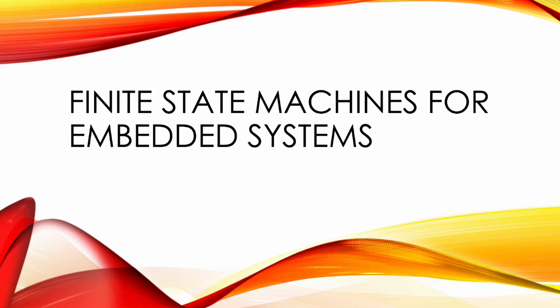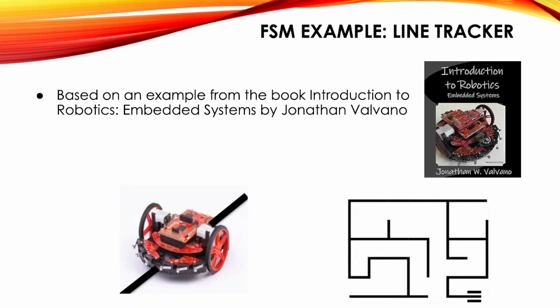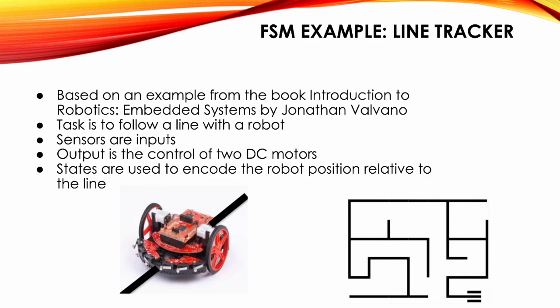Okay, in this video, we are going to be looking at how we can design a finite state machine and use that finite state machine specifically to be put into code for an embedded system to run more efficiently. And the principal example that we're going to be looking at is using a line tracking robot. And this is all based on content from Chapter 7 of the book Introduction to Robotics Embedded Systems by Jonathan Valvano. The task is for our robot to try to follow a line and do so hopefully pretty smoothly.